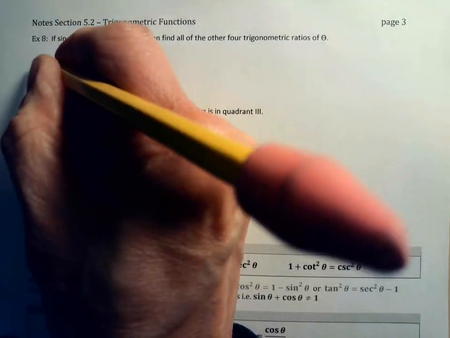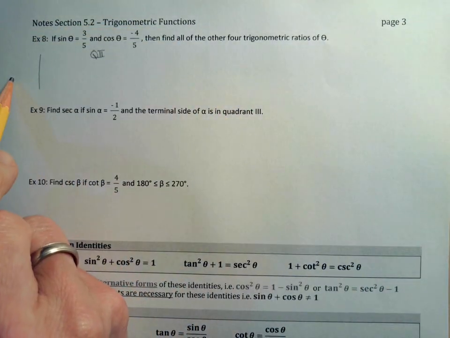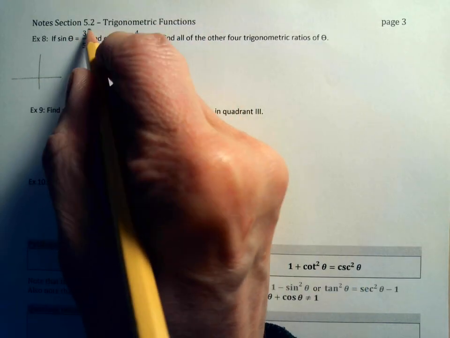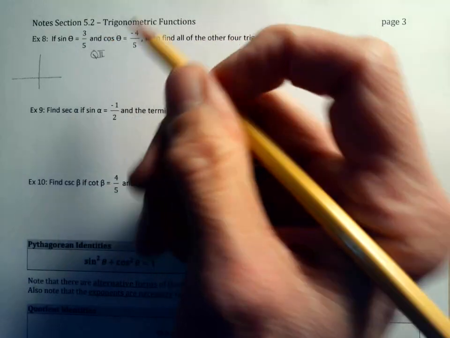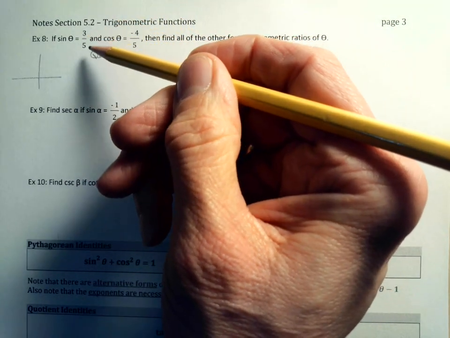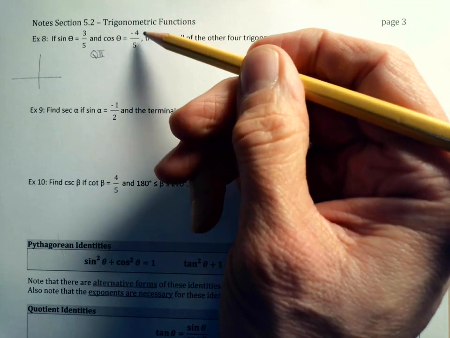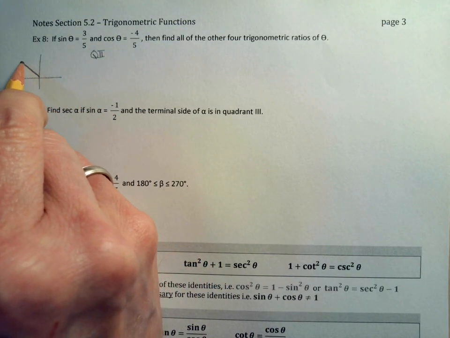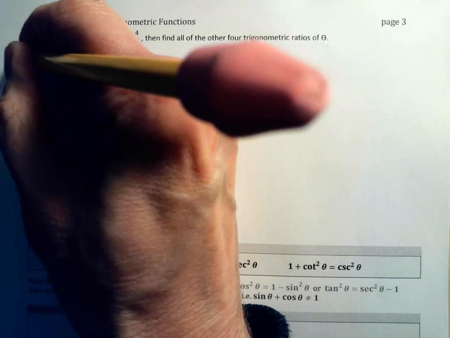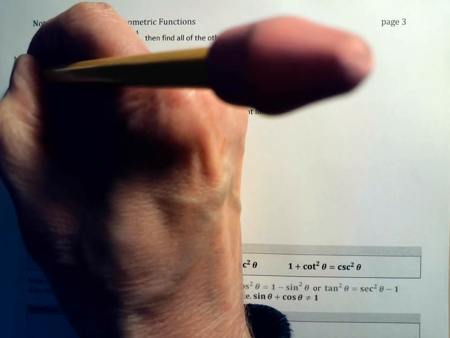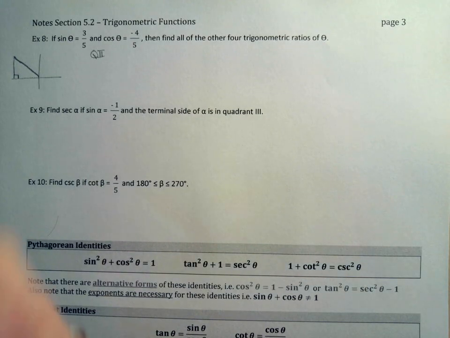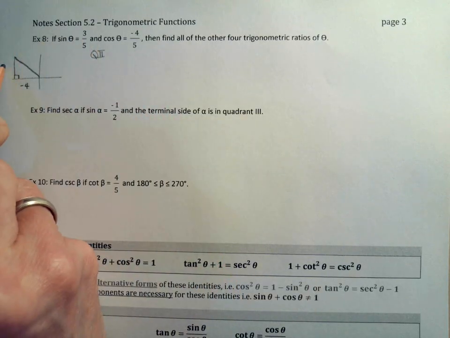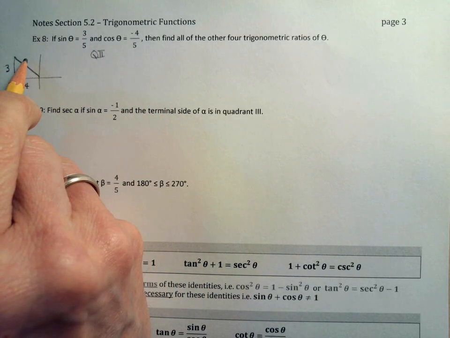All right, so let's draw a picture. If we could draw it to scale, that would be even better. We're in quadrant 2. Think about sine: sine is y over r, cosine is x over r. Draw it always down to our x-axis. So our x is negative 4, our y is 3, and our r is 5.